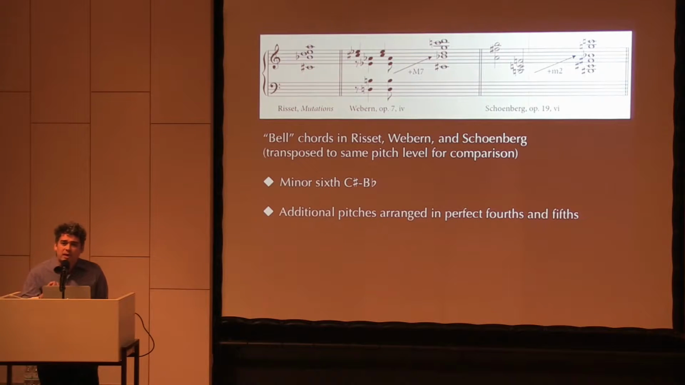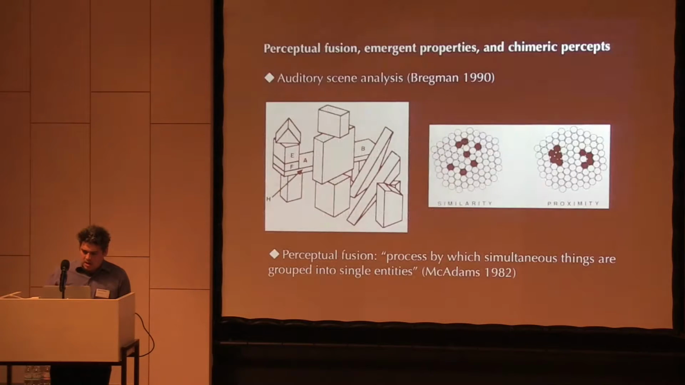This is the minor third sound, which is familiar from Western church bells. In addition to that, we have some number of pitches arranged in perfect fourths and fifths around one of those poles. This seems to be a kind of common strategy to imitate bells in Webern, Schoenberg, and other composers besides. So this is an interesting model that lies right on this line between timbre on the one side, the perceived bell-like quality, and harmony.